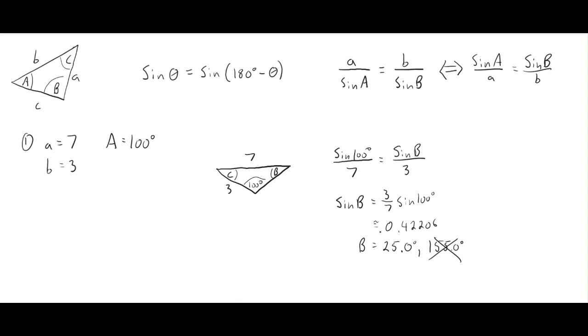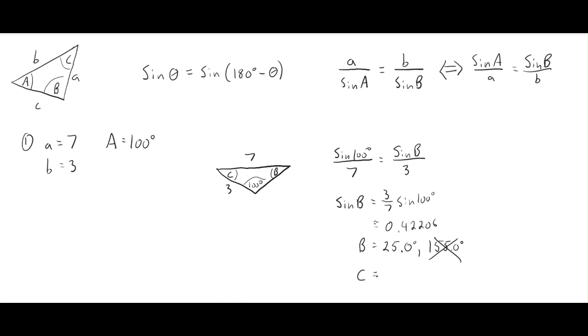I didn't have to look it up in the table. The table would have told me that, but I just used my thinker to realize that 100 plus 155, that's too big. That can't be a triangle. Only this one angle is possible. Okay, so we've got B at 25. What's C going to be?